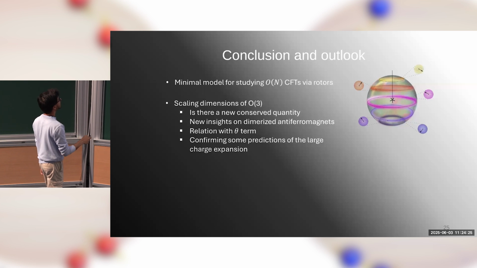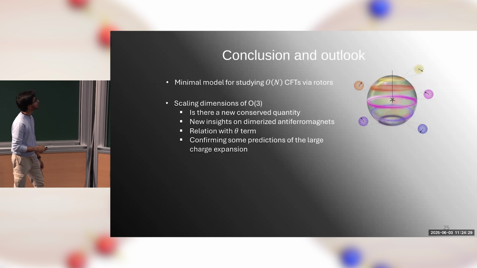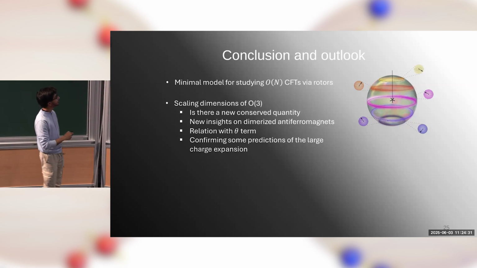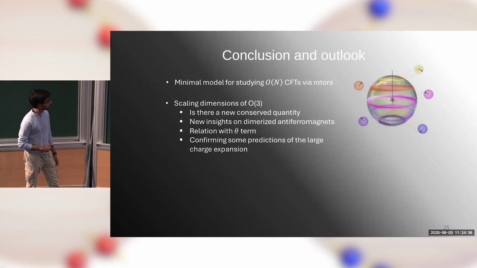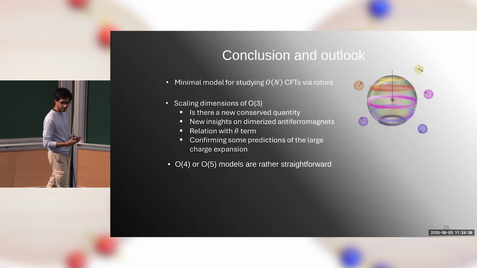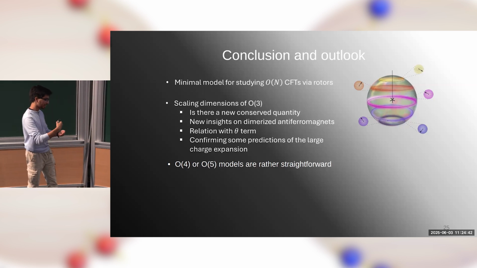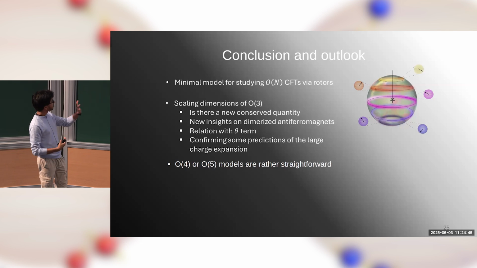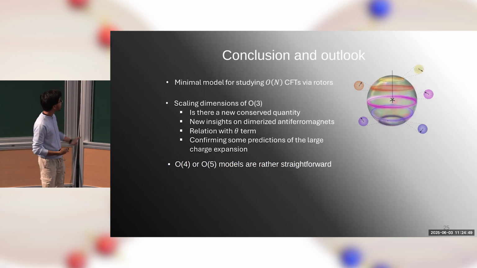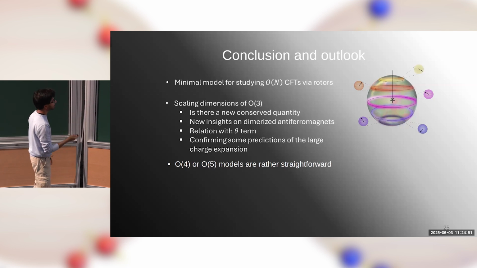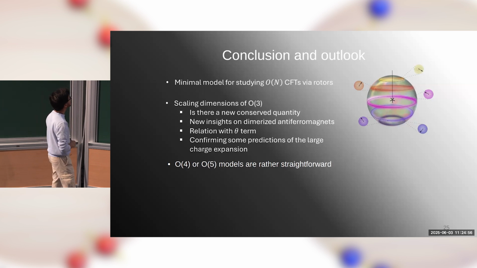We also give some new insights on the dimerised antiferromagnets. Perhaps there is some relation with the theta term. And also confirm some prediction from the large charge. Generalizing it to O(4), O(5) should be straightforward. For O(4), you have hyperspherical harmonics, so you have 3 quantum numbers, K, L, M. And if you just truncate at K equals 0 and 1, you have 5 orbitals, 1 electron per 5 orbitals. And I guess O(5), O(6) would be very similar. So we should be able to generalize up to probably quite high n.